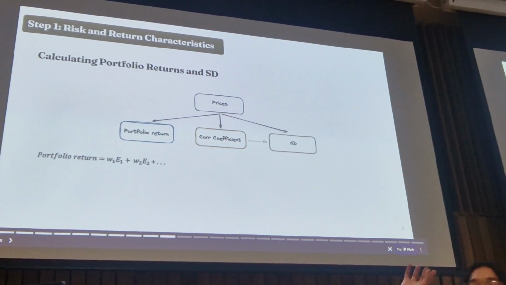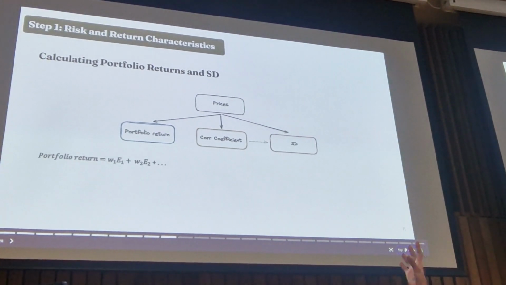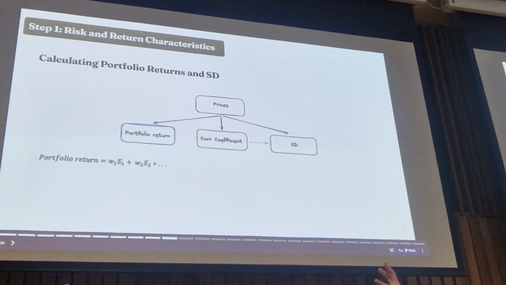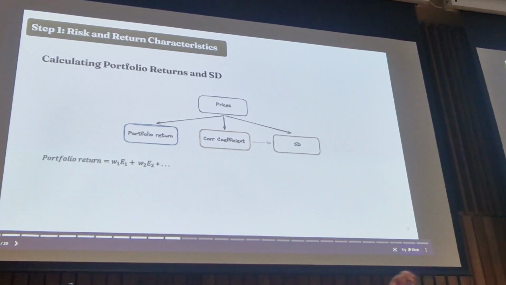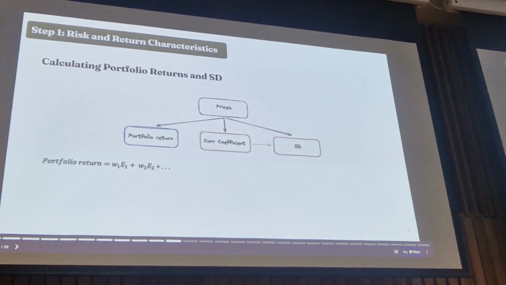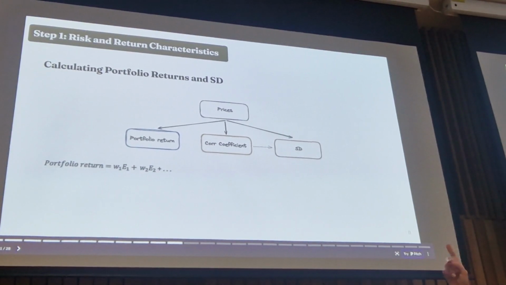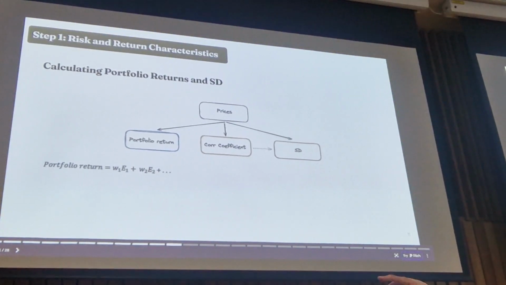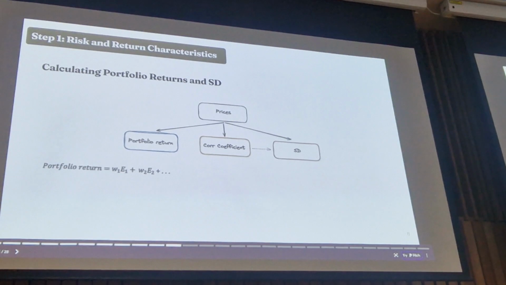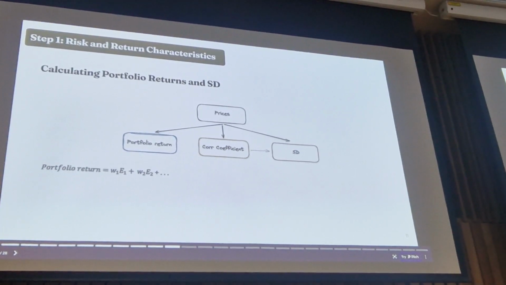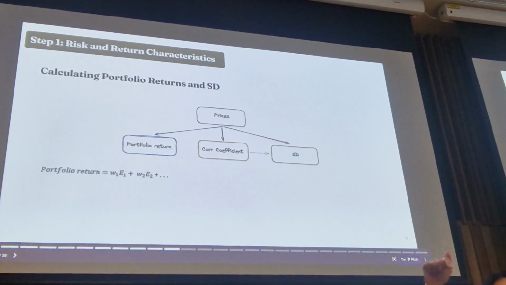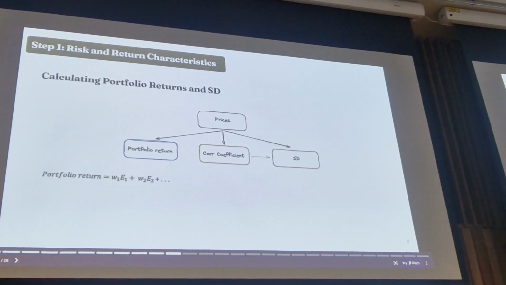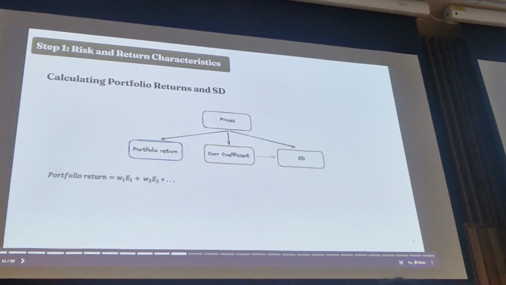So yeah, from the price data, which I will show you later, I got from the Binance API, we can calculate the return, we can calculate the correlation coefficient, and consequently the standard deviation. The dotted line here is because, like I mentioned, some software packages can calculate the standard deviation directly without calculating the correlation coefficient.